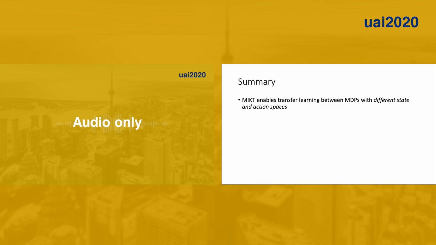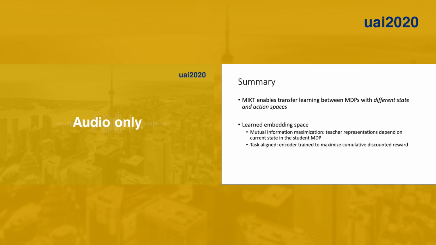In conclusion, the main takeaway is that we present a transfer learning method that works with MDPs with different state and action spaces. We do this through a learned embedding space and knowledge transfer in the hidden layers. To the best of our knowledge, our work is the first transfer learning RL work to address the state and action space mismatch across MDPs, and we hope that future work will be done in this area.